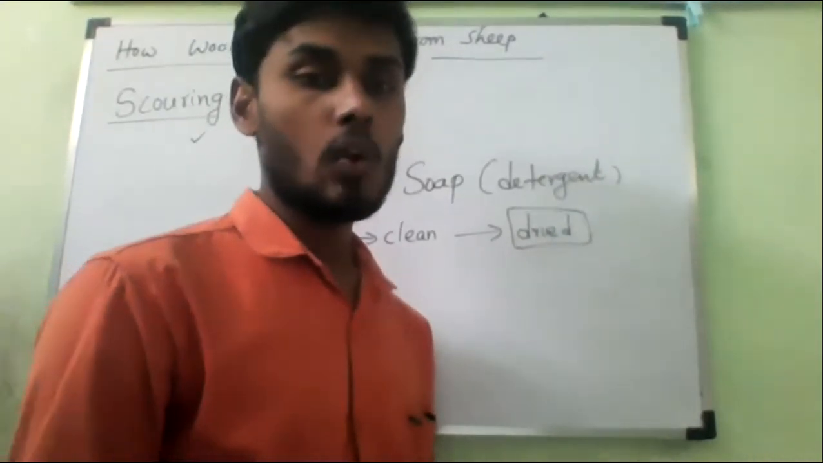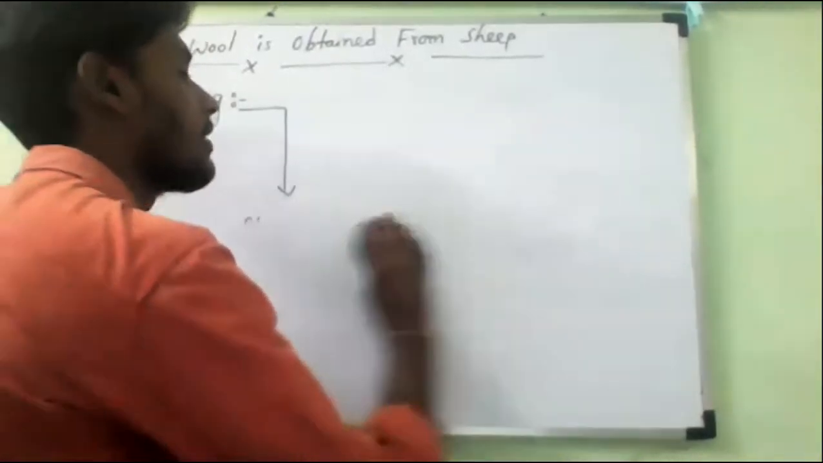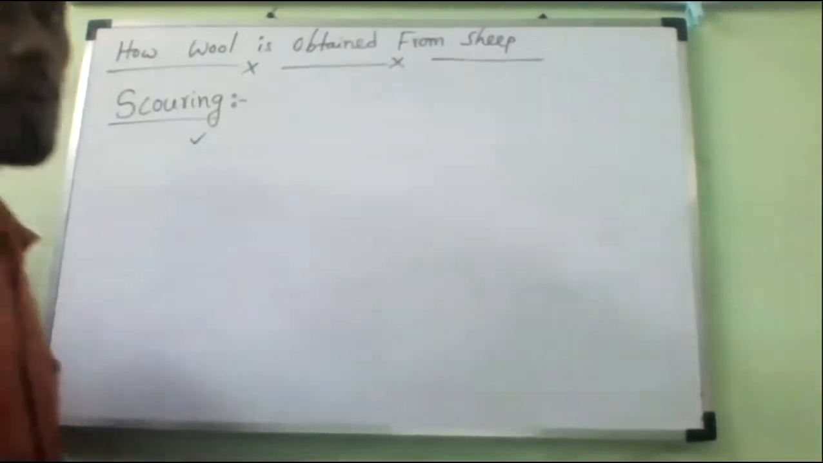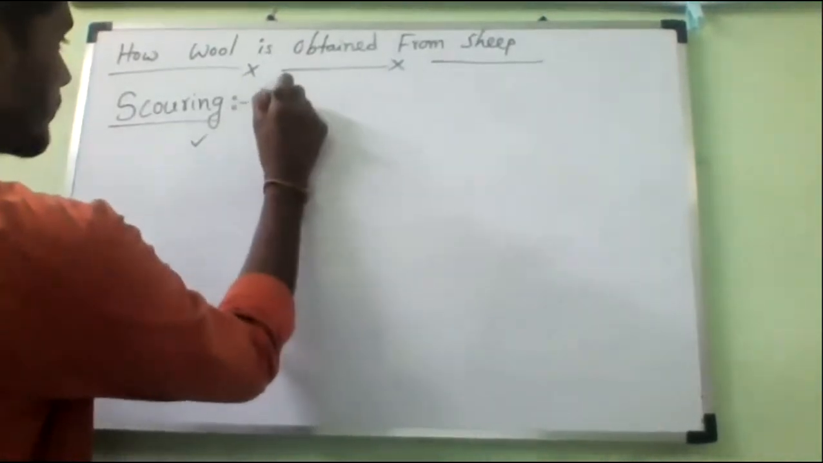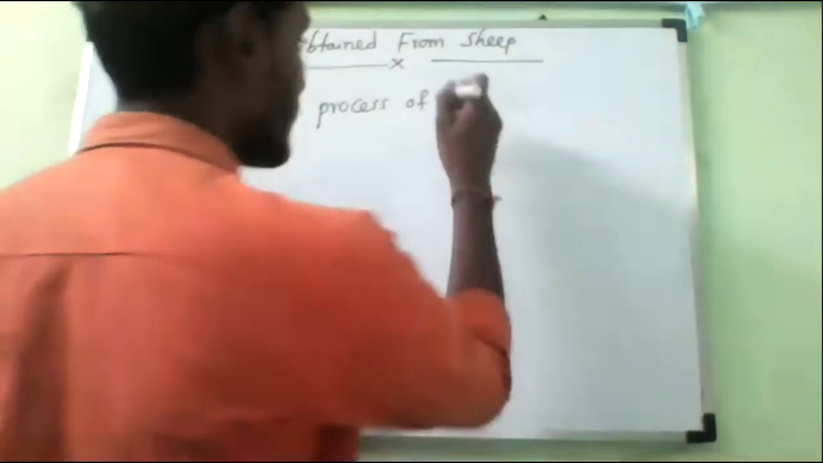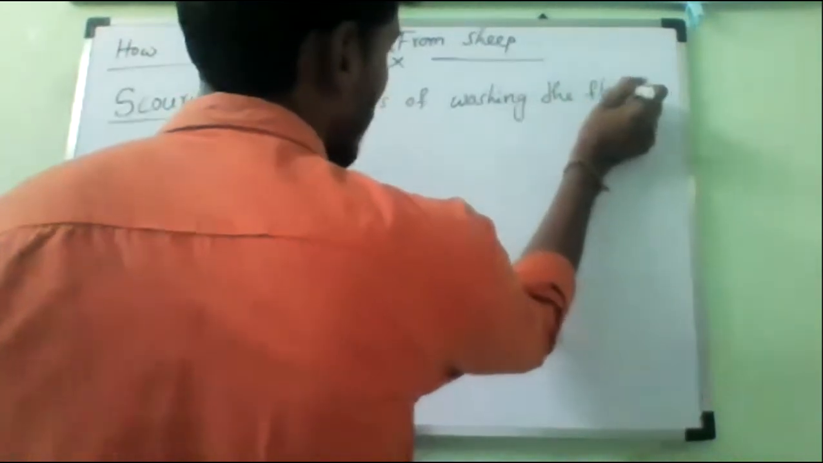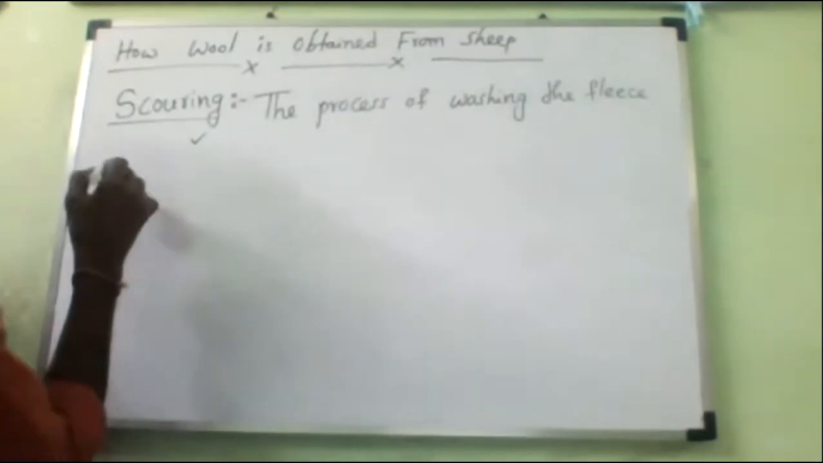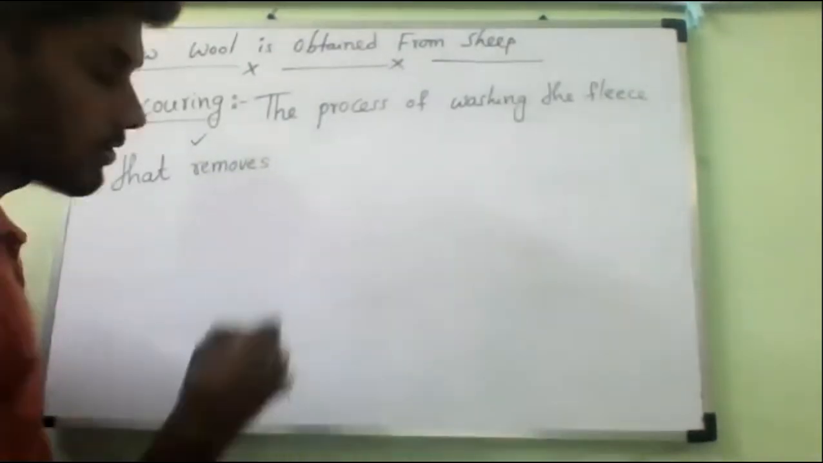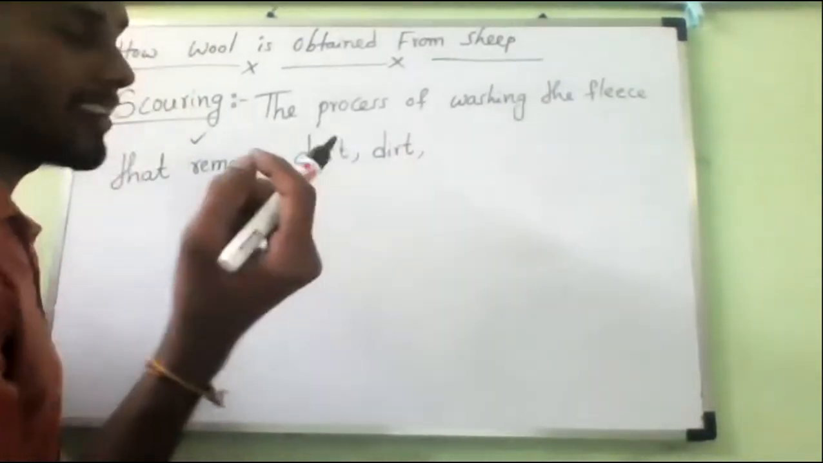Scouring. The process of washing the fleece that removes dust, dirt, understand? That means small stones and all.